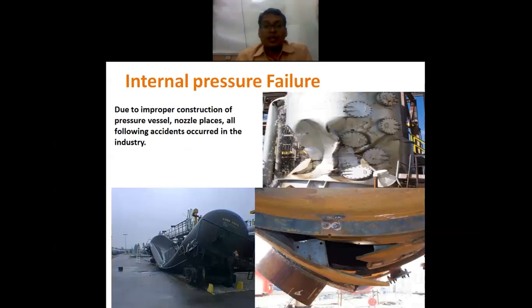If the nozzles are not properly reinforced or not provided with proper compensation, then such accidents may take place. Buckling of the vessel can take place only because of improper reinforcement. So these are the different reasons by which failure of nozzles can take place. So this is all related to the nozzle.